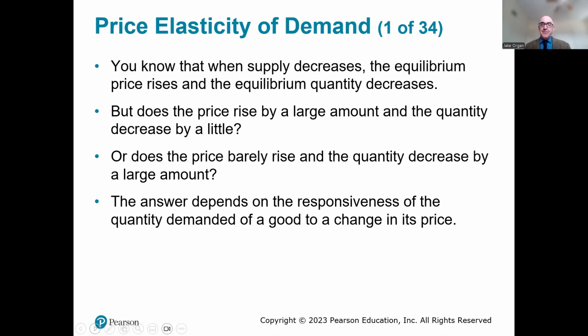You know that when supply decreases, the equilibrium price rises and the equilibrium quantity decreases. But does the price rise by a large amount and the quantity decrease by little, or does the price barely rise and the quantity decrease by a large amount? That depends on the responsiveness of the quantity demanded of a good to a change in its price.